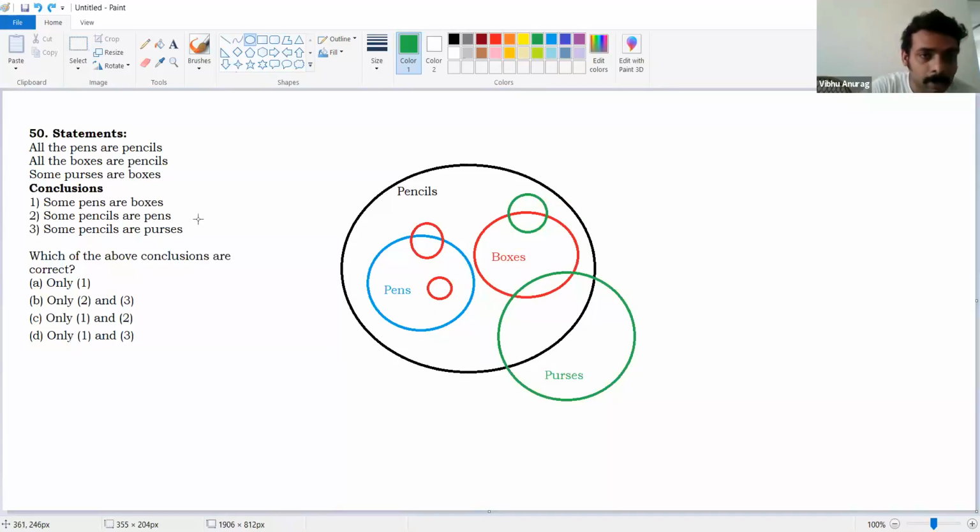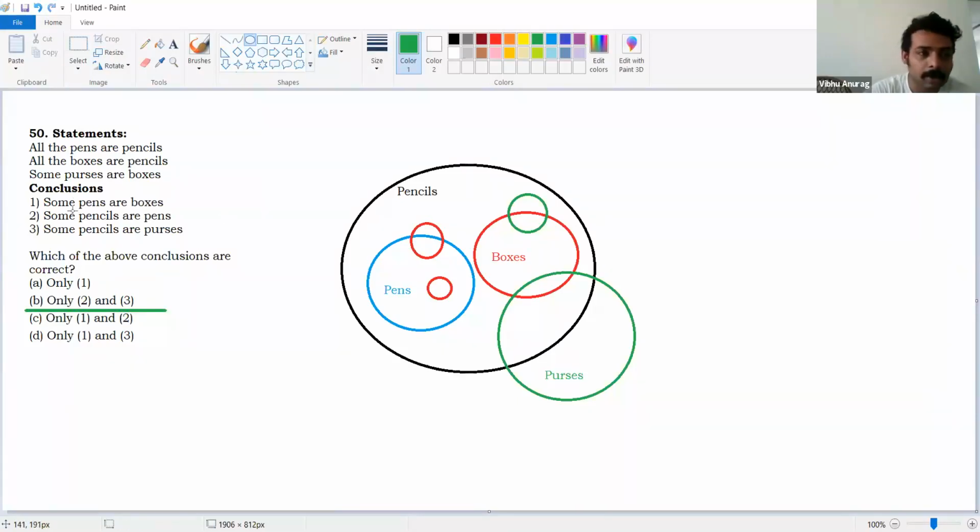So some pens are boxes. Can we conclude that some pens are boxes? Is it a possibility or is it a conclusion? Remember, conclusions are things you can say for sure. It is only a possibility. We can't conclude that, so leave one. As soon as you leave one, you automatically get your answer, which is B.